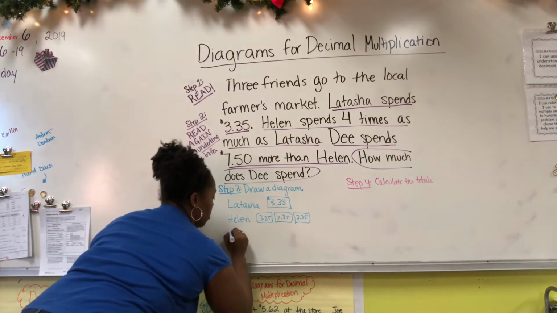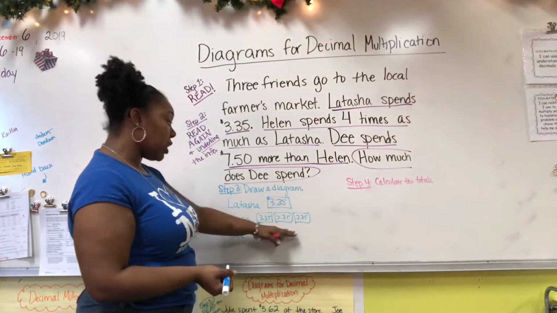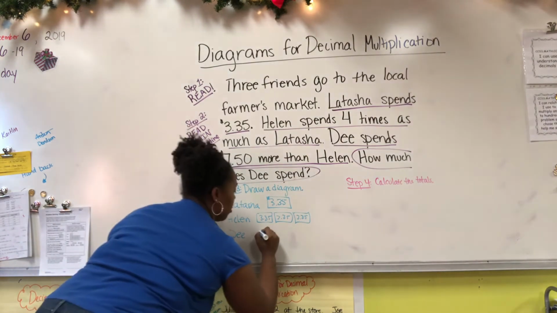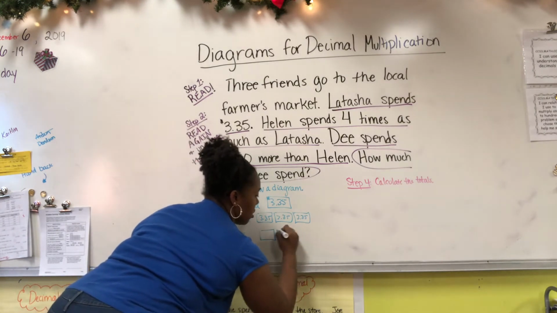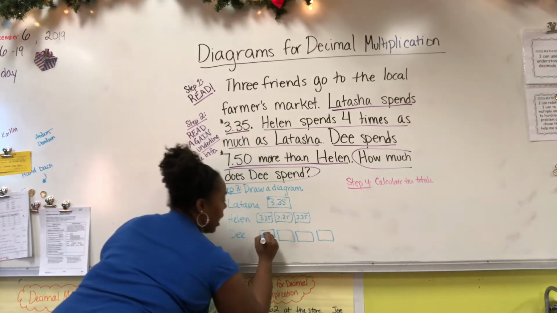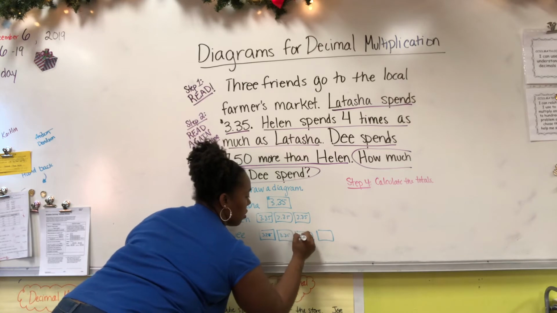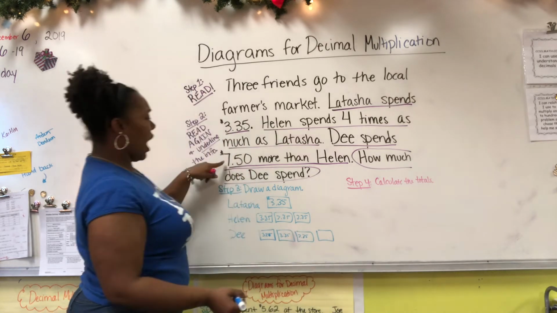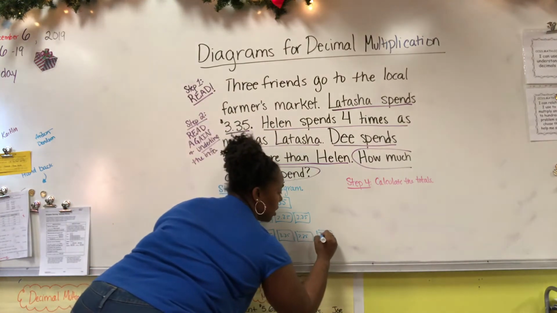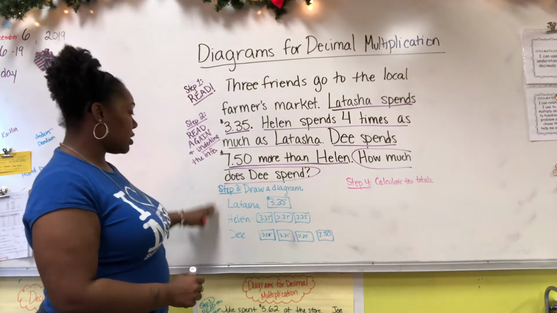So I can draw that too. Dee, well, I'm going to draw the same thing as Helen because she has the same thing as Helen, but a little bit more. So I'm going to draw 1 extra box for her. I'm going to draw 4 boxes. Because these 3 are the same that Helen had, so those have $3.35 in them. And then her extra was $7.50 more, so that's what I'm going to put in my last box. $7.50. Okay? Now, I've got a diagram.